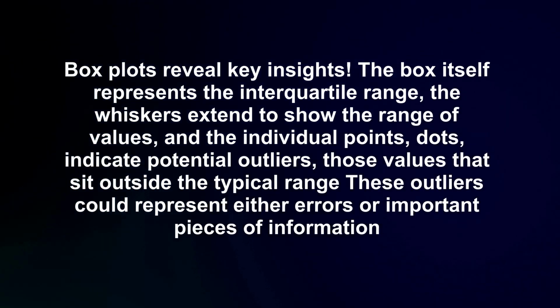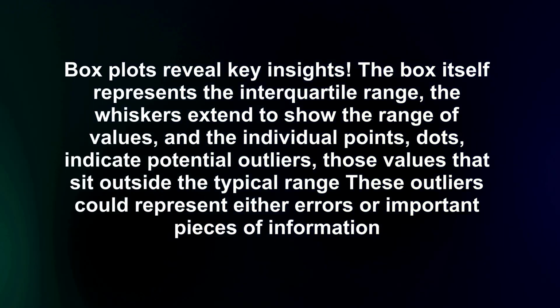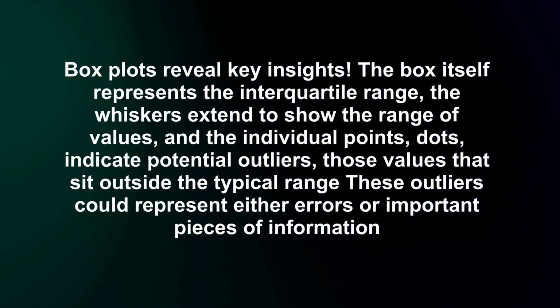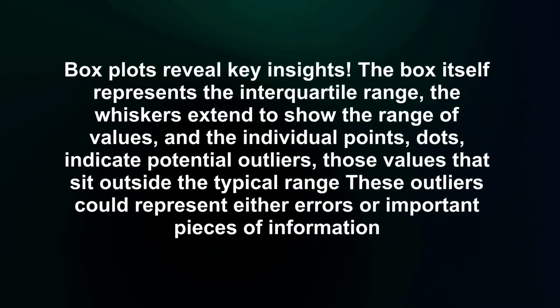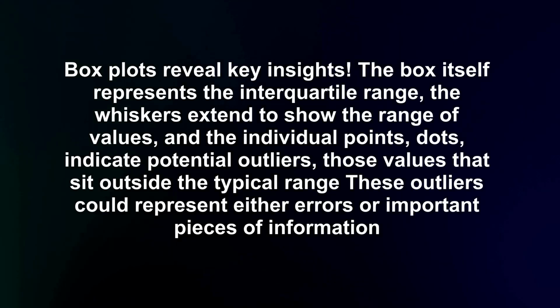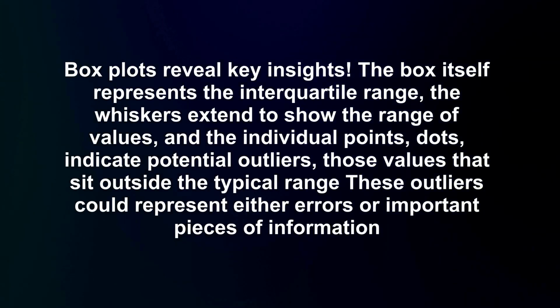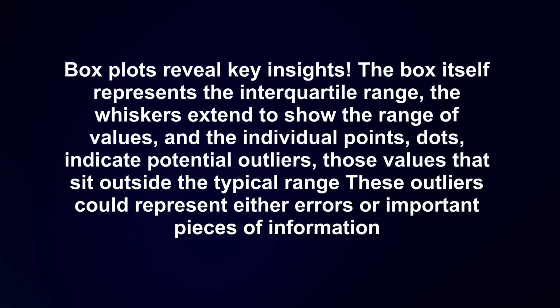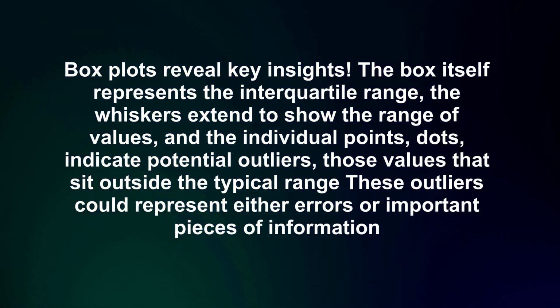Box plots reveal key insights. The box itself represents the interquartile range. The whiskers extend to show the range of values, and the individual points, dots, indicate potential outliers. Those values that sit outside the typical range. These outliers could represent either errors or important pieces of information.